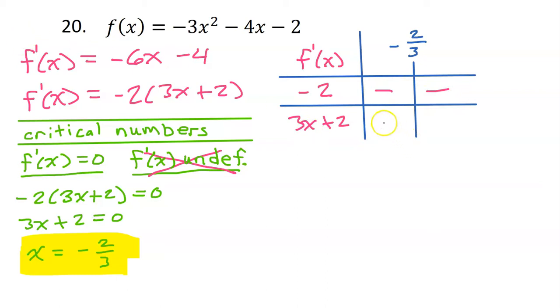For values of x that are less than negative 2/3, 3x plus 2 will be negative. For example, if x is negative 1, then you'd have 3 times negative 1, which would be negative 3, plus 2 would be negative 1. For values of x that are greater than negative 2/3, you're going to get a positive value. For example, if x is 0, then this term is gone and you are left with positive 2. Now we need to consider the overall value of f prime. A negative times a negative is a positive, and a negative times a positive is a negative.